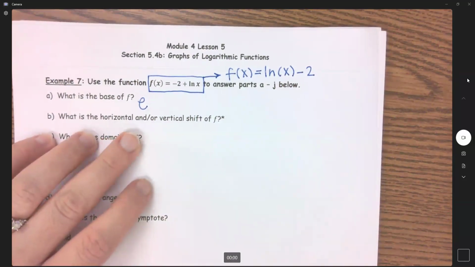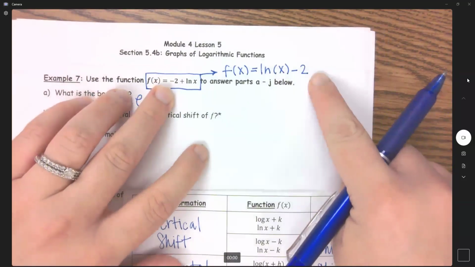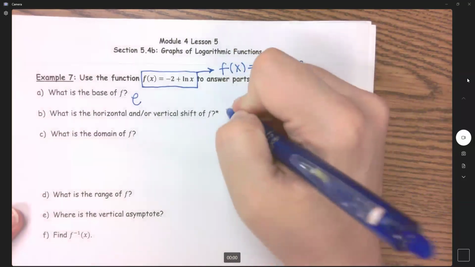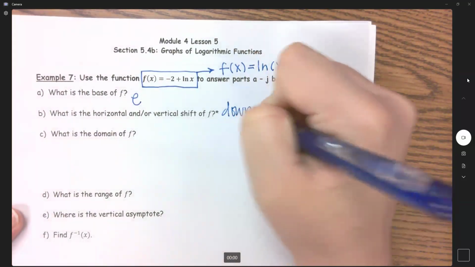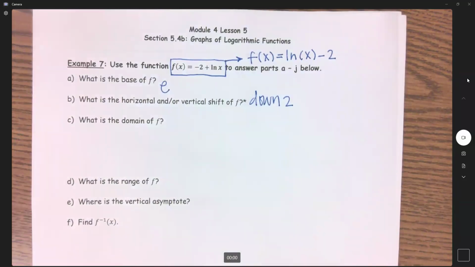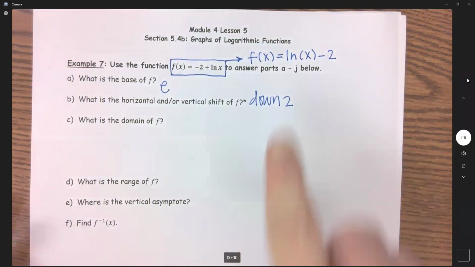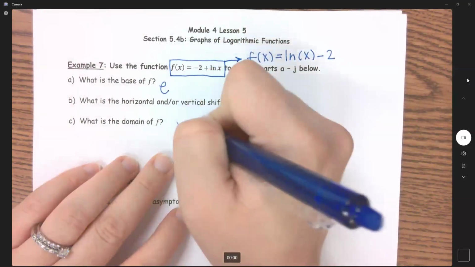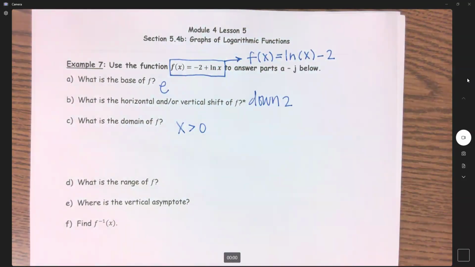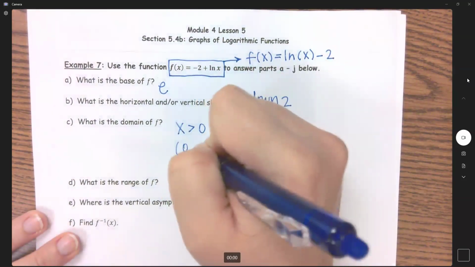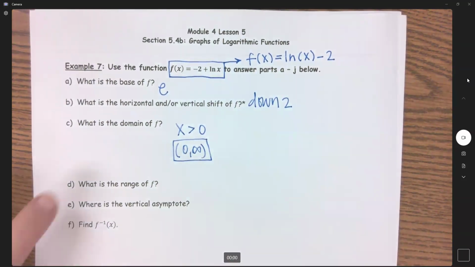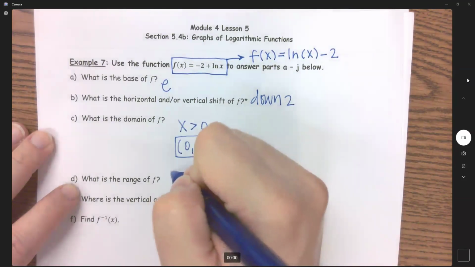What is our horizontal and or vertical shift? Well, if I have a minus 2 on the outside, minus means down. So this is going to shift down 2 units. What is the domain? To find the domain, you take what's in parentheses, x, and set it to be greater than 0. So that means my domain is from 0 to infinity. What is the range? Your range of any log is all real numbers.